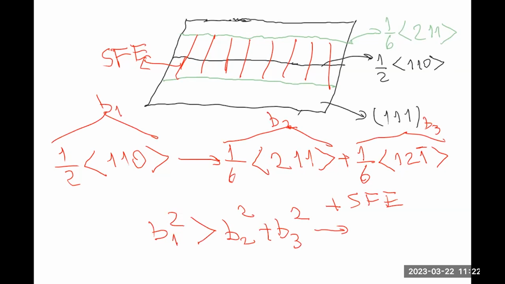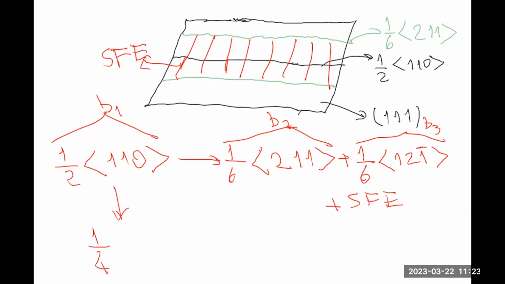To calculate b1 square, we use Frank's rule. Energy is proportional to b square. So the square of this part is 1 over 2 square, which is 1 by 4, times 1 square plus 1 square plus 0 square, which is equal to 2 by 4, which is 1 by 2. So this is b1 square.